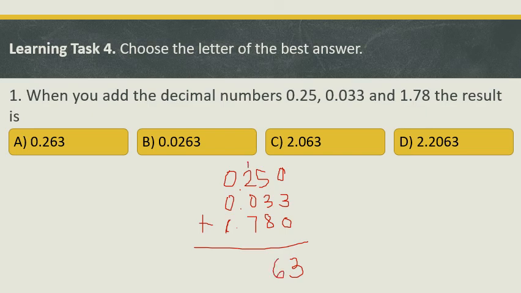So, 2 plus 1 is 3 plus 7 is 10. So, carry 1 ulit. 1 plus 1 is 2. So, ang answer is 2.063 or 2 and 63 thousandths. Nasaan po yun? So, letter C. So, ang answer natin is letter C.